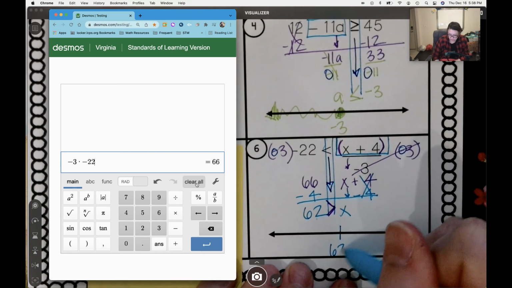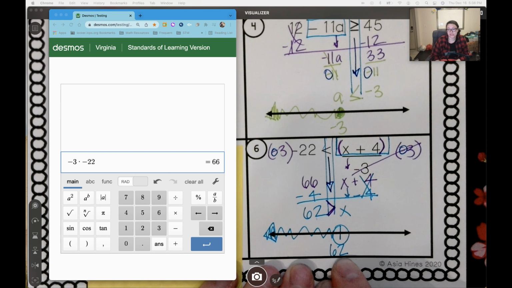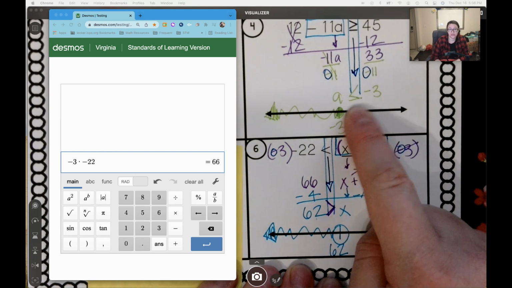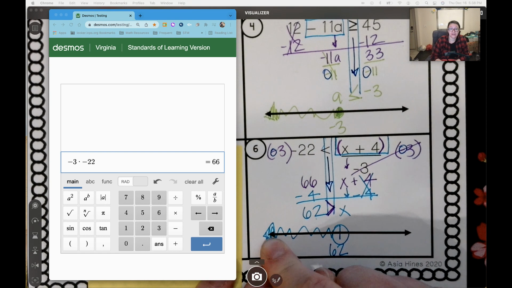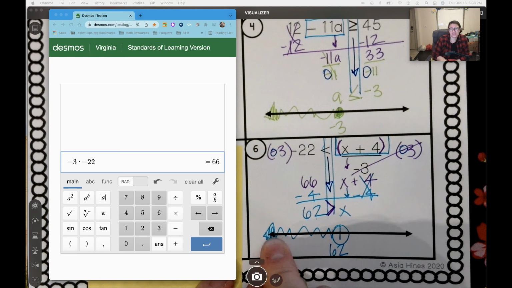So on our number line, pause the video, try shading it on your own. We should have an open circle on 62 because there's no line underneath. We only shade it in when there's a line underneath. And we should go to the left. 62 is greater than x, so x should be everything smaller than 62.